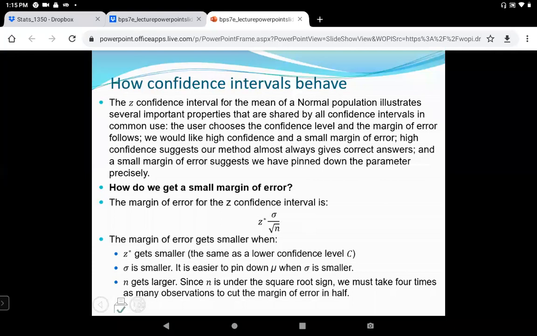So if n gets large, then since n is under the square root sign, we must take 4 times as many observations to cut the margin in half. So let's reread this one. How do we get a smaller margin of error? You have choices: you make your confidence level smaller, or you make your n larger, because we do not have control over sigma.